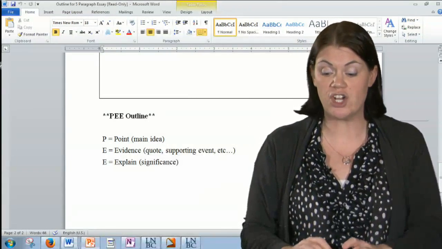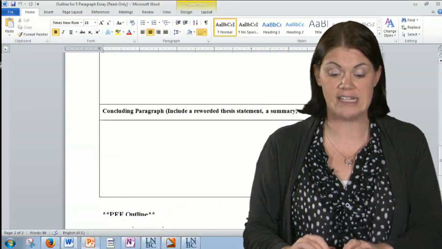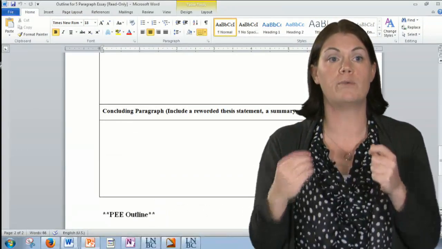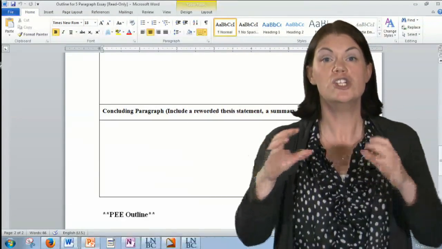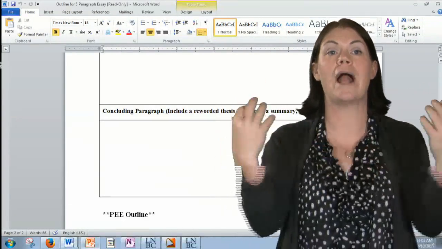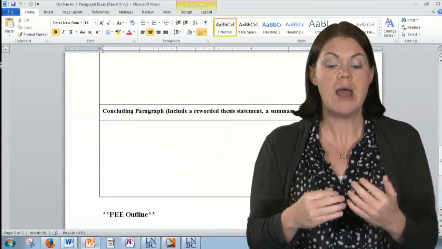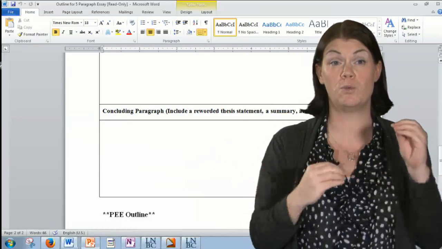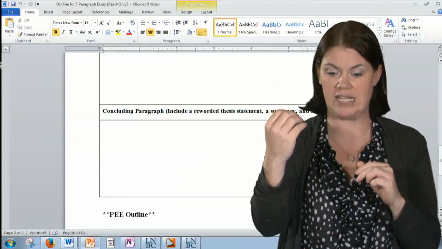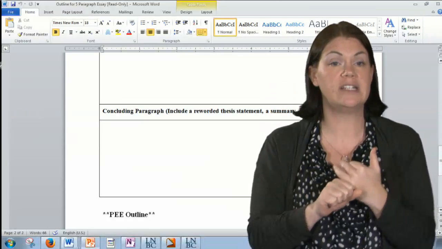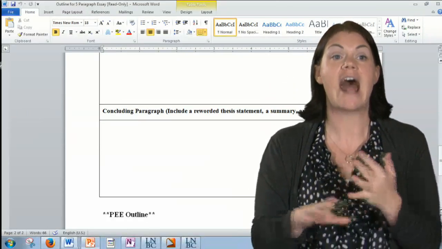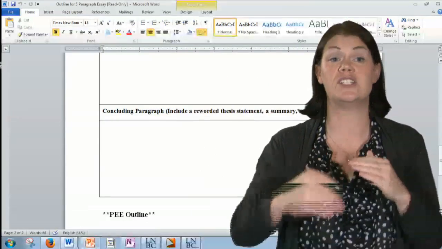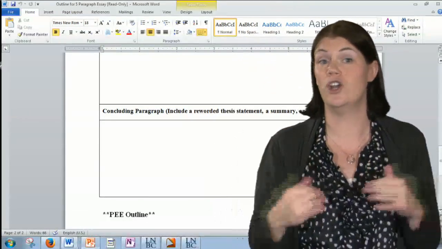And then you end on a conclusion. Just like the sample essay, it includes a restated or revised thesis statement. So it's that wrapping up of your essay, but you reword it. Don't just say the same thesis statement again. You do have to reword it, just like it did in the sample essay. And then you need a quick little summary statement and then a clincher, that one sentence that wraps it back up, whether it ties back into your hook or not.